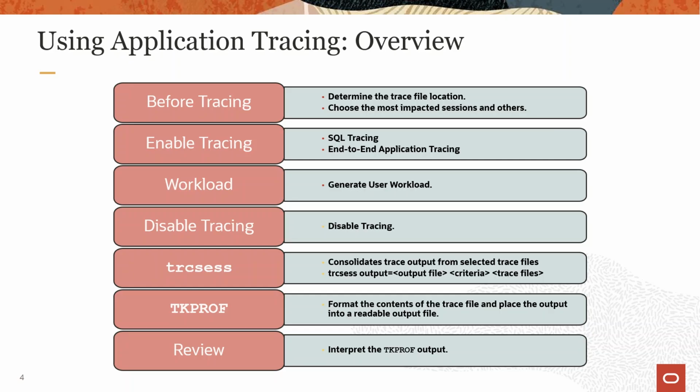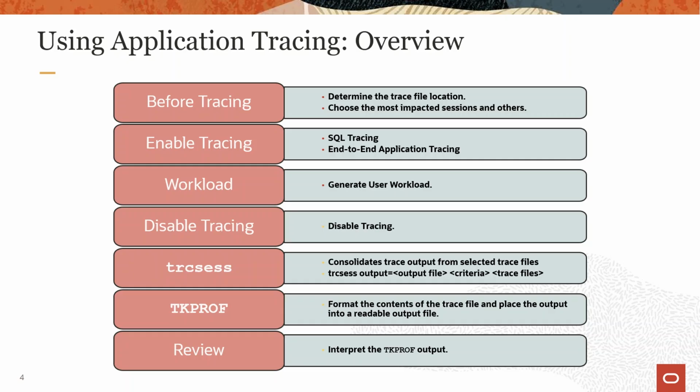Now, before you start tracing, make sure that you determine the right trace file location and also choose the most impacted sessions or instances or services for which tracing should be enabled. Then you're going to enable tracing and let the users generate their workload as they always do. Once the workload has been generated, disable the tracing, because tracing will increase system overhead.